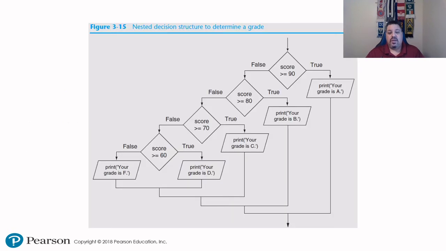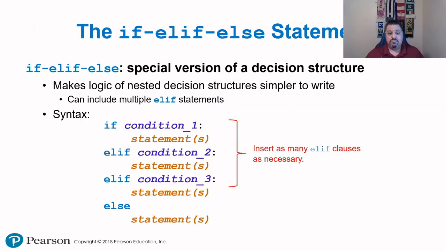So let's look at what it looks like. It looks something like this. If your score is greater than or equal to 90, you get an A. Else if you get 80 or better, you're a B. Else if 70 or better, C. Else if 60 or better, D. Else you rate as an F. This is how the flowchart for something like that nested if-elif-else looks.